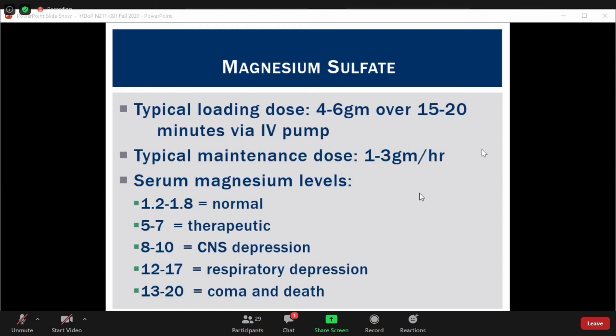Yeah, so CNS depression comes before respiratory depression, right? Yeah, you'll see the central nervous system depression before. So that's why you really stay on top of that, because once you get into respiratory depression, you're already in trouble. So you always want to catch it before.